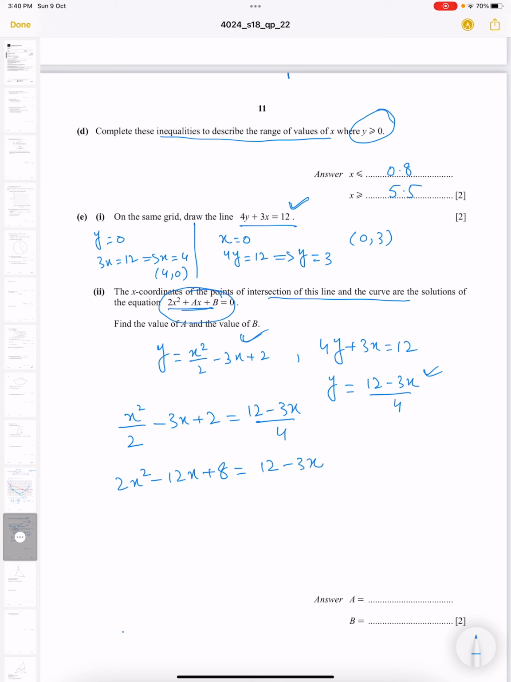Right? Now shift 12 minus 3x to the left hand side, we get 2x squared minus 12x plus 8 minus 12 plus 3x equal to 0. And now finally we have 2x squared minus 12x plus 3x makes it minus 9x, plus 8 minus 12 is minus 4, is equal to 0. By comparing this equation with the one given here in the part, we see that a should be equal to minus 9 and b will be equal to minus 4, so we can write down the values over here, minus 9 and minus 4. That's it.